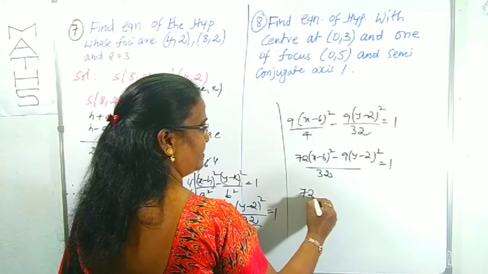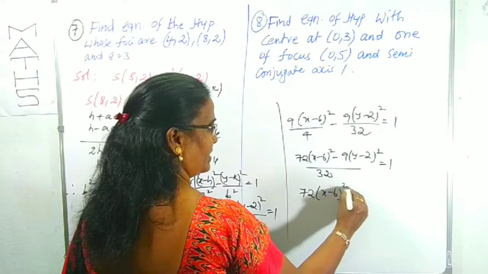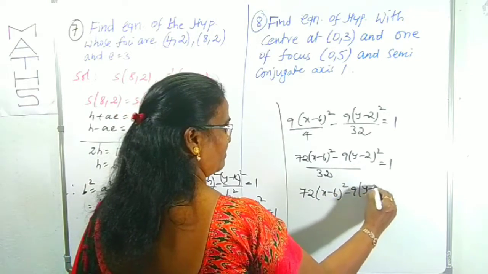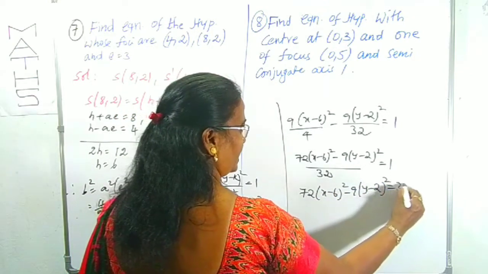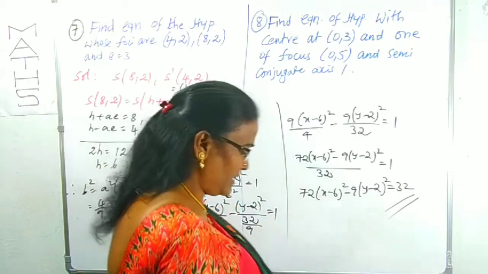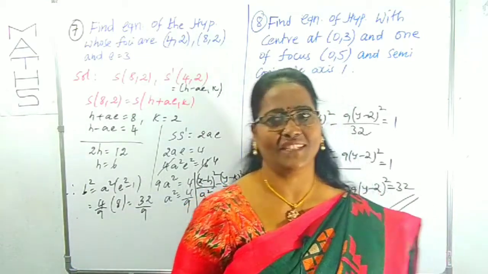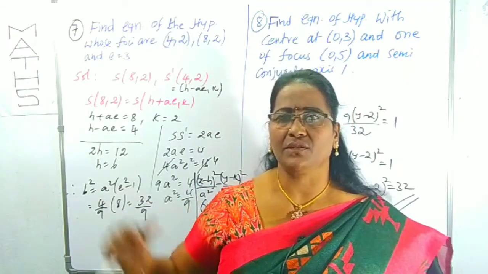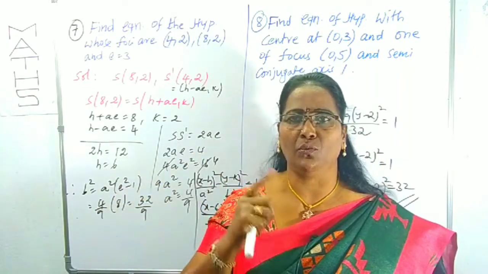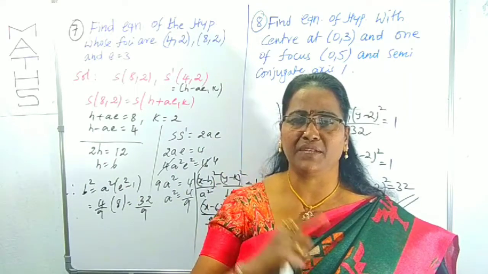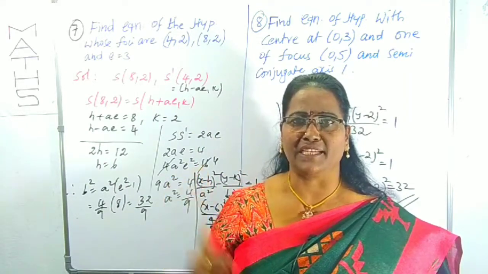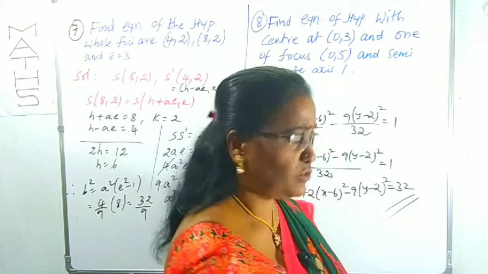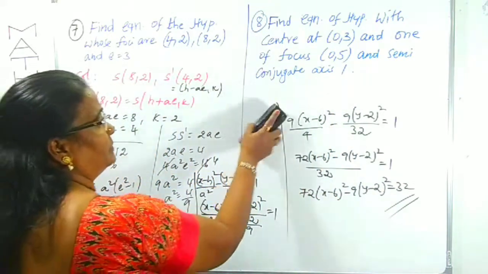It will be 72 of (x minus 6) whole square minus 9 of (y minus 2) whole square is equal to 32. This we can get by the simplification of the given equation. Clear? So we got the equation, then we can make the simplification. It's very simple, but you have to know the tips and tricks, what the given data is. Clear? Now we can come to the next bit, number 8.